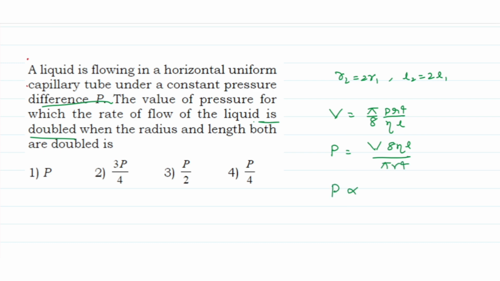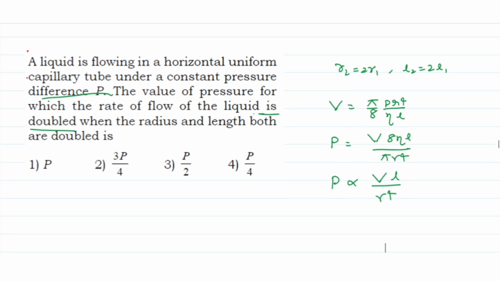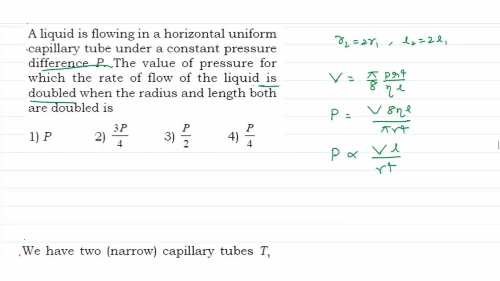That means here P is directly proportional to V into L by r power 4. Here they have given the quantities related to the pressure. Now you just take two values: P2 by P1, which you can write as V2 by V1, the ratio of the volume of liquid flowing per unit time, into L2 by L1, into R1 by R2 whole power 4.